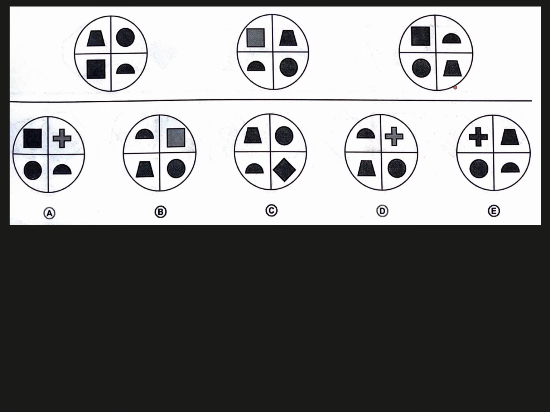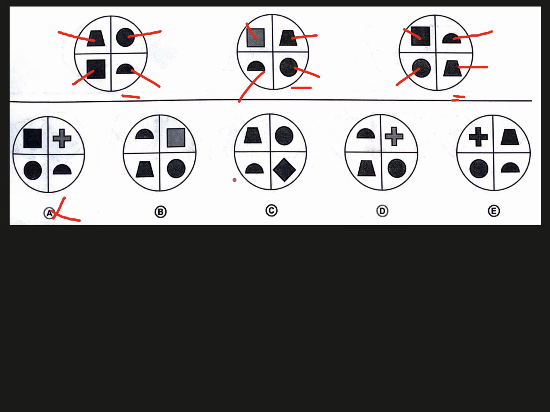Jumping into the second problem, and what we really have is a circle with 4 quadrants, and there are different shapes in these 4 quadrants, and a quick glance will tell me that those 4 shapes are same in all 3 diagrams or all 3 figures. We have a quadrilateral, a circle, a semicircle, and a square. Square, quadrilateral, circle, semicircle, square, semicircle, quadrilateral, circle. So I need those figures, and we have to find how they fit together as the second step.